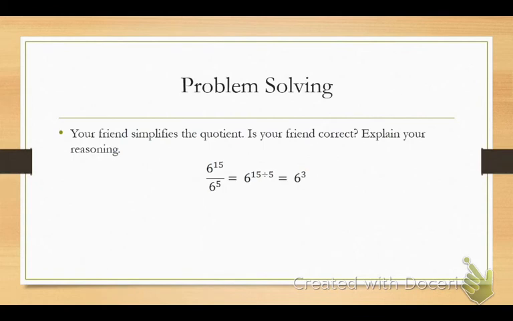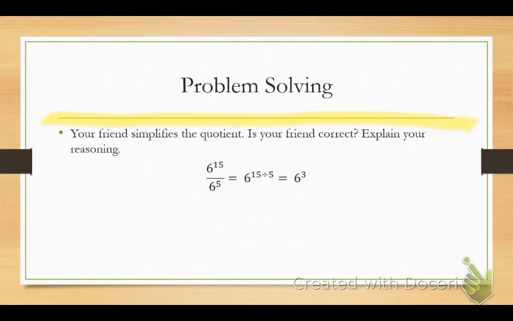I want to look at this problem together. Your friend simplifies the quotient. Are they correct? Yes or no? If the answer is yes, just say they did their properties right or their operations are correct. If the answer is no, tell me what they did wrong and what the correct answer would be.